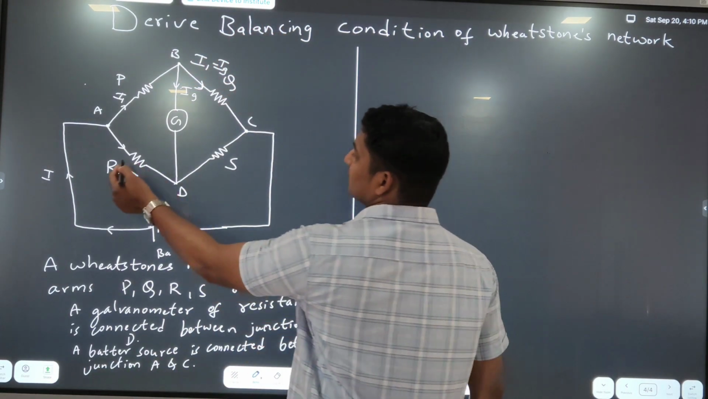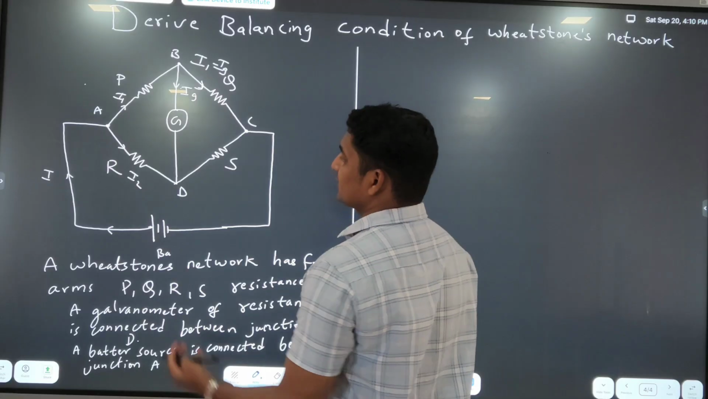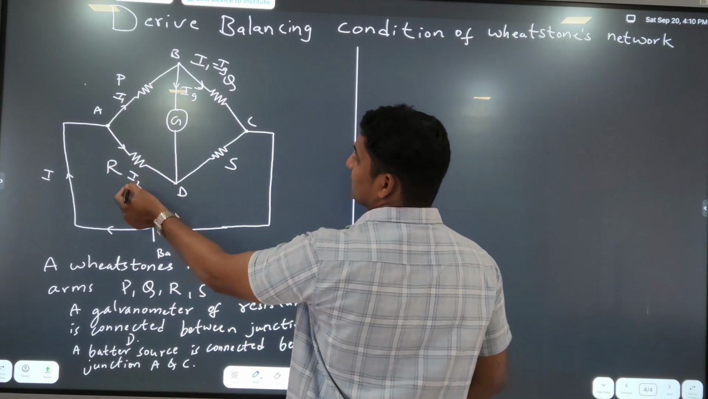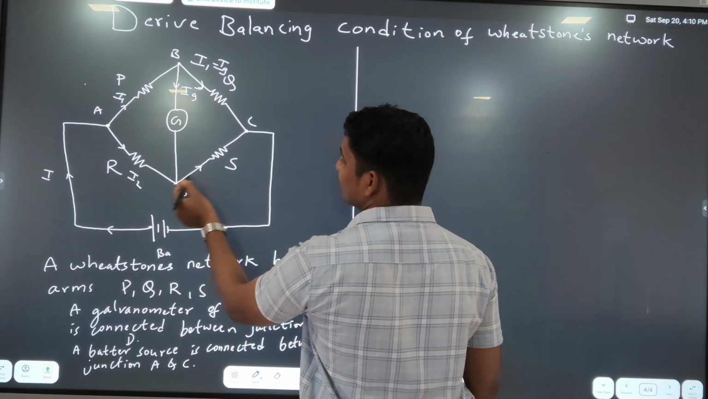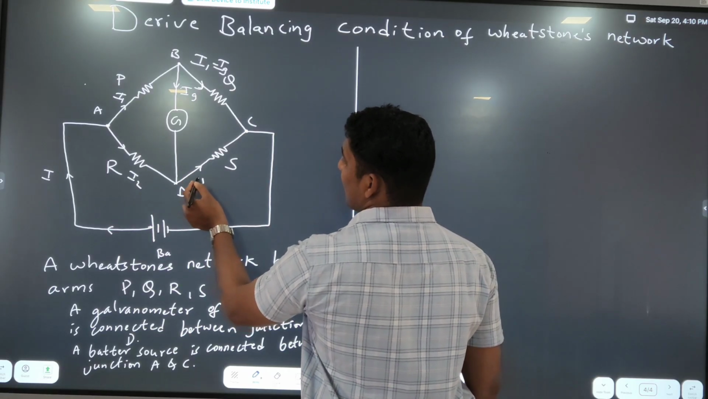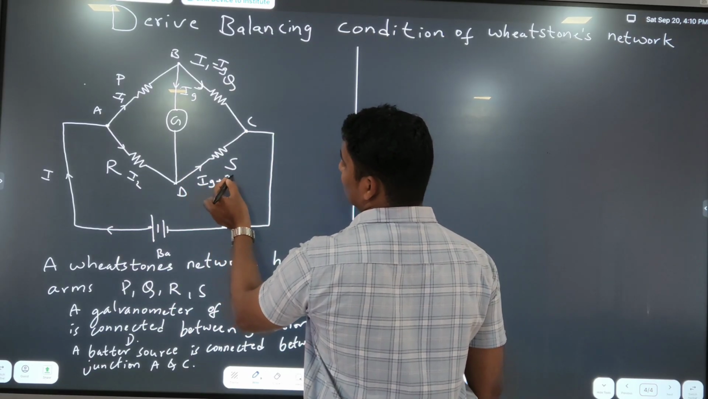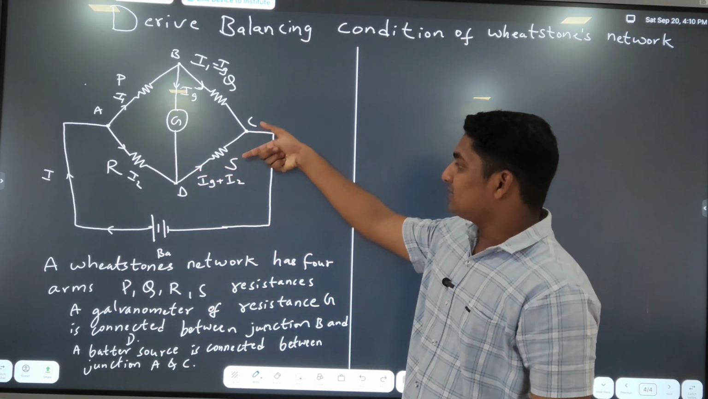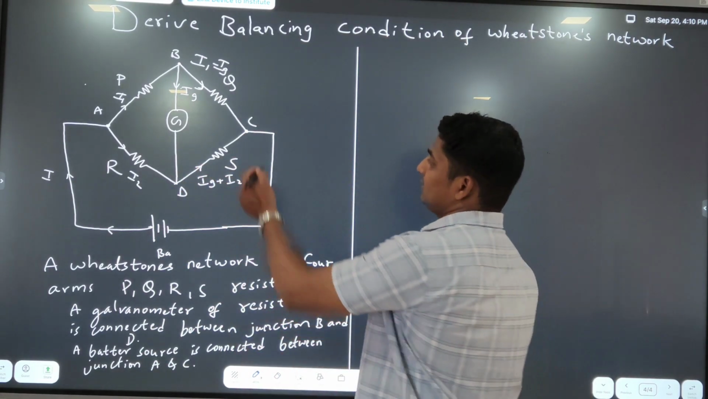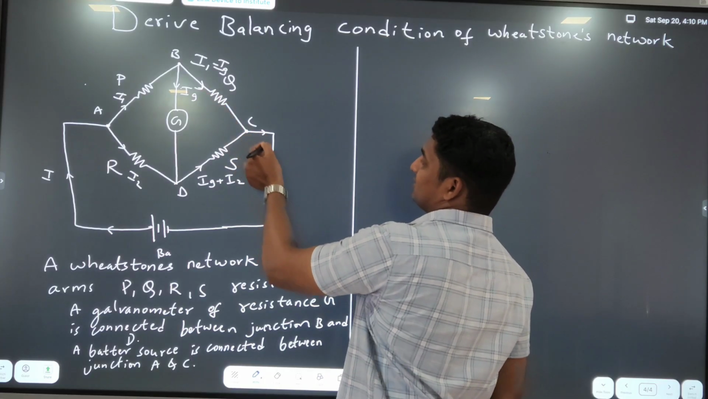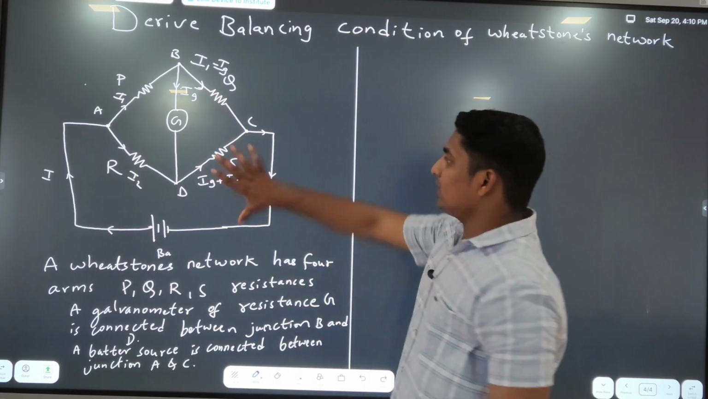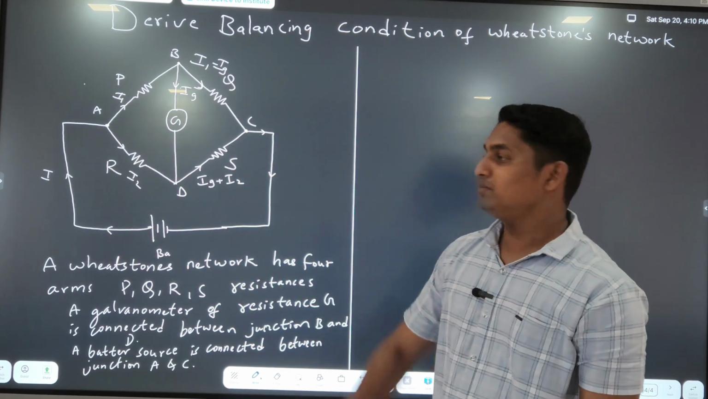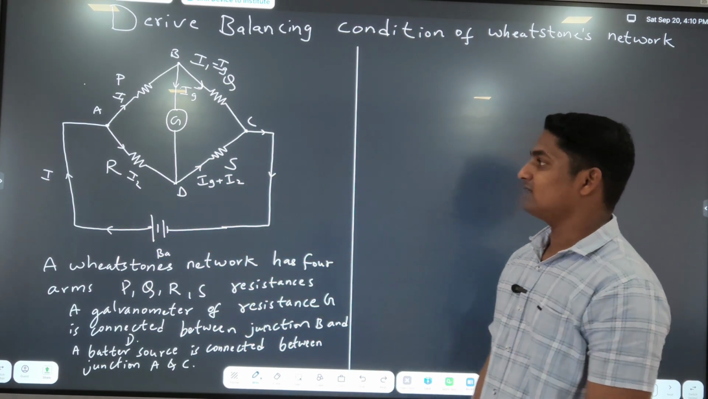Now this I2 current is passing here, and this IG is also in the same direction. Both combinedly will pass here. That is nothing but IG plus I2. This current and this current together again total I, and it will pass again. This is the simple construction of the Wheatstone network.